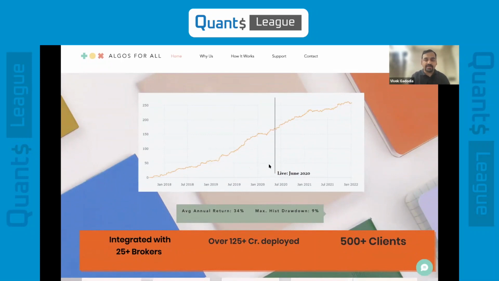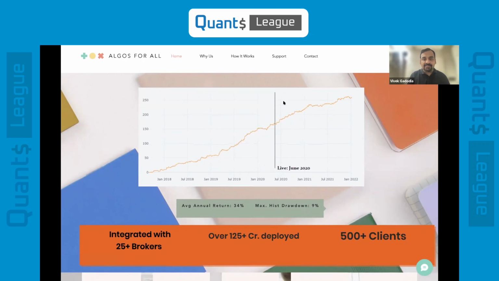Here you will see the average annualized return of combining some non-directional and directional strategies is roughly about 34% annualized, which is significantly higher than the index and what most mutual funds and PMSs would give. You can see the max historical drawdown is about 9%. This is the live launch date where the algorithm has gone live.